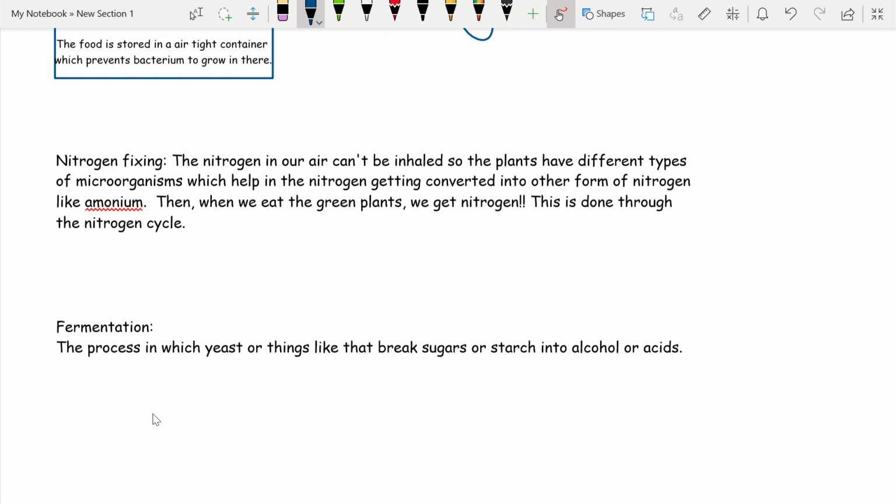Fermentation. Fermentation is the process in which yeast or things like that break sugars or starch into alcohol or acids.